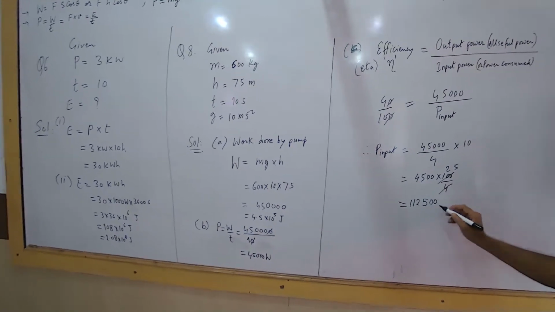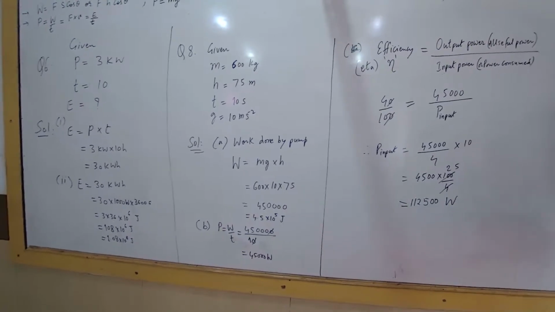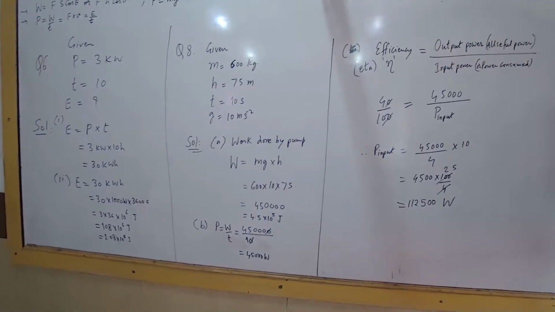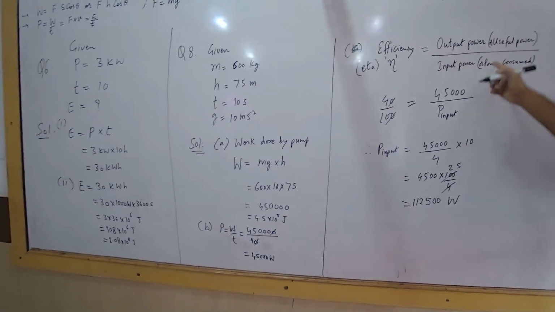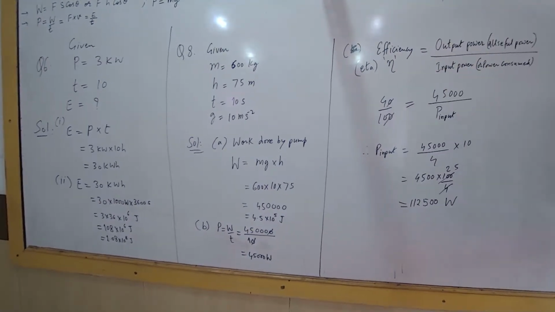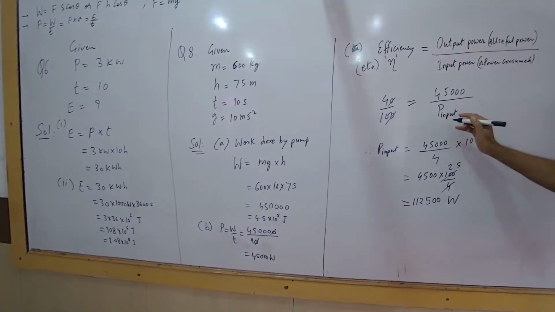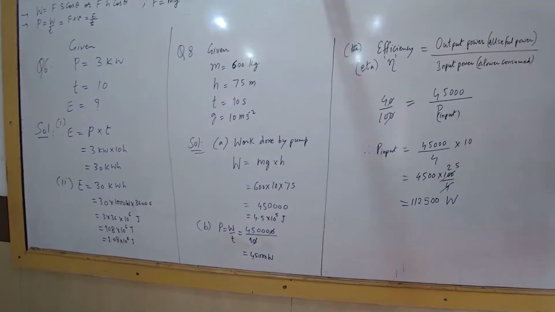Sir, I have a question. What is below 45,000? Power input. This is the formula, no? It's given in the book. It is input power.